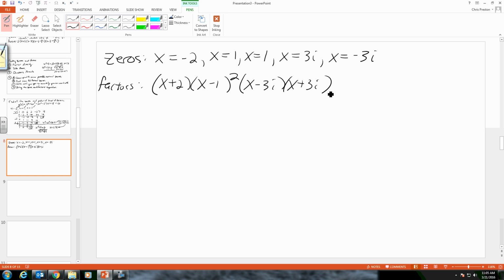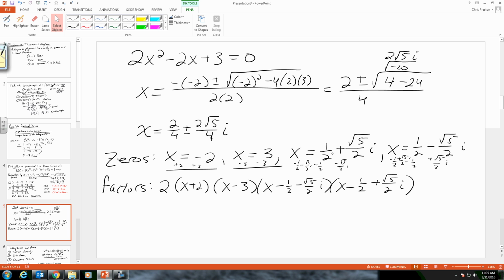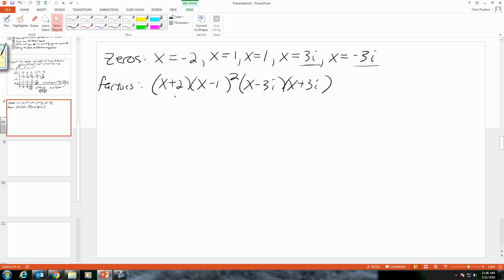And you'll notice every time you get a non-real answer, you always get its complex conjugate. Complex conjugate, you always change the imaginary part. So see 3i, -3i. If we jump back up to this earlier problem we did, we got 1/2 plus square root of 5 over 2i, 1/2 minus square root of 5 over 2i. Complex conjugates. Anytime you have one non-real number, you're always going to get the next non-real number. So that's how we do the fundamental theorem of algebra.